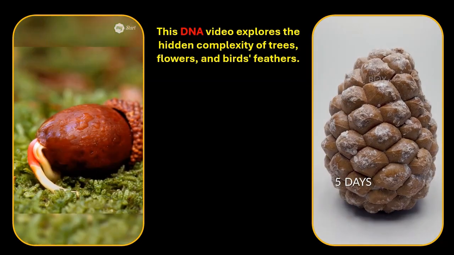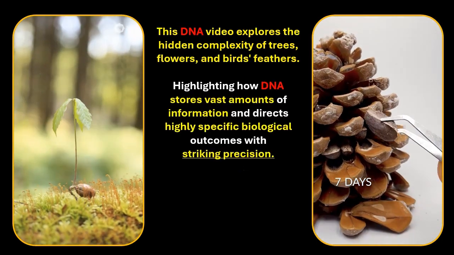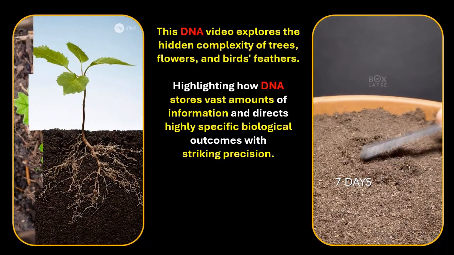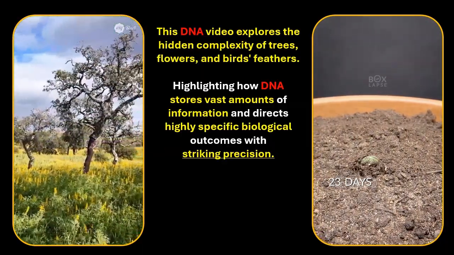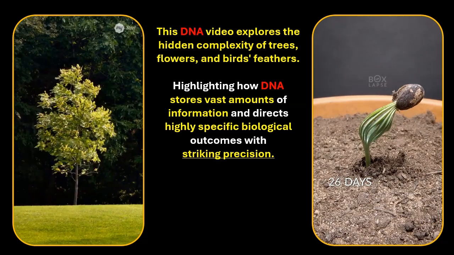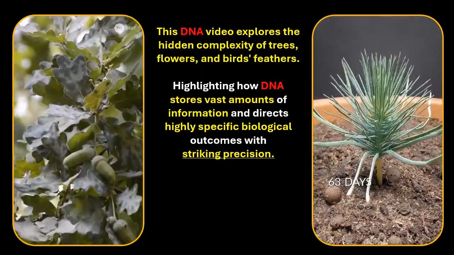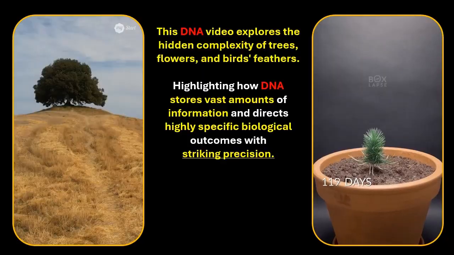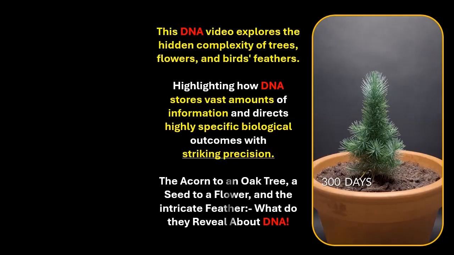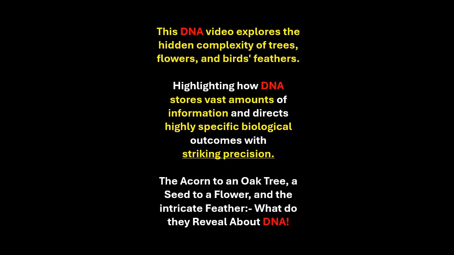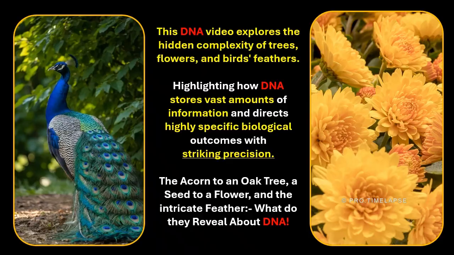So there's a pine cone on the right and an acorn on the left. This video will highlight how DNA stores vast amounts of information and directs highly specific biological outcomes with striking precision. On the left, you've got the acorn, and at the very end of its yearly growth, the acorns are there again. And we know we've got ancient oak trees. So the acorn to an oak tree, seed to a flower, and the intricate feather. What do they reveal about DNA?